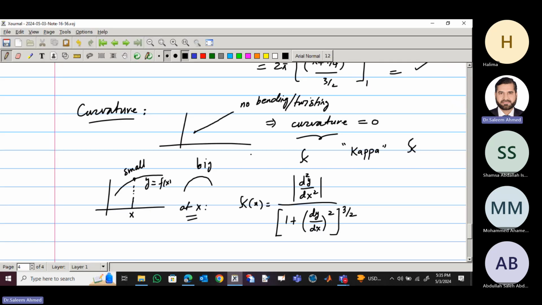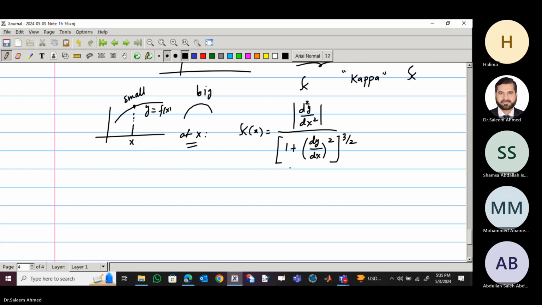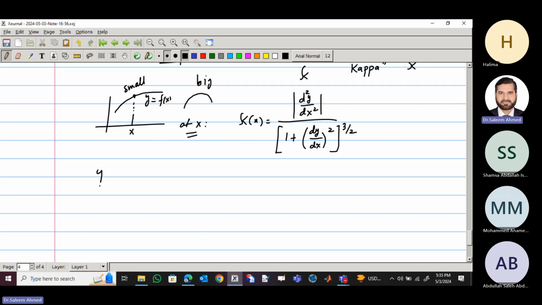So I can just write something. For example, let's say y is equal to sine x, and you want to find curvature at x is equal to, let's say pi by 2, which is better, I think. Because pi by 2 will give you a maximum bend. At pi, your bend may be 0 because it looks like a straight line here, so curvature may be 0.